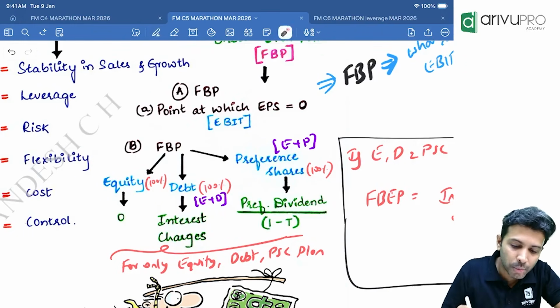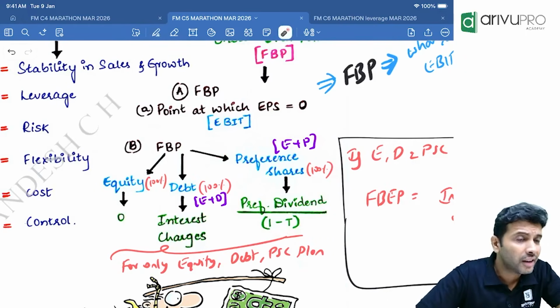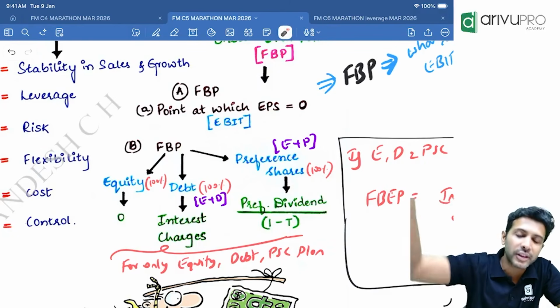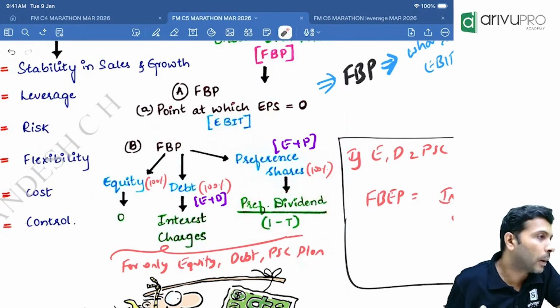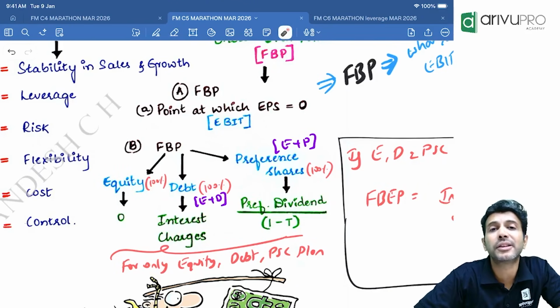On the same grounds, if you build it up here, what should be the EBIT? EBIT should be equal to preference dividend. It is not EBIT equal to preference dividend. It is EBIT equal to preference dividend divided by 1 minus tax rate. Why is that? When will you pay preference dividend, before paying tax or after paying tax?